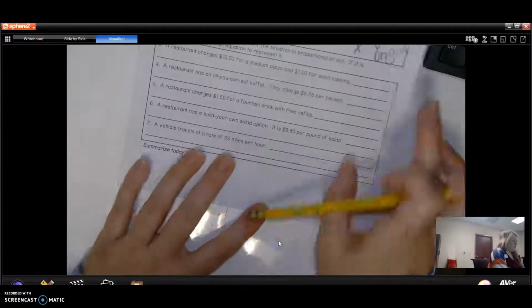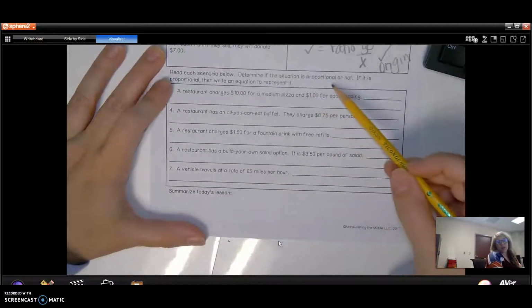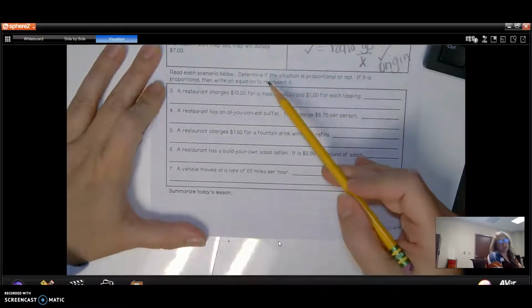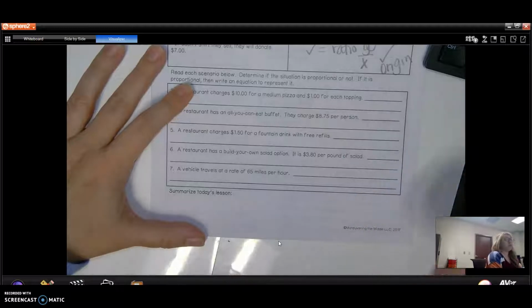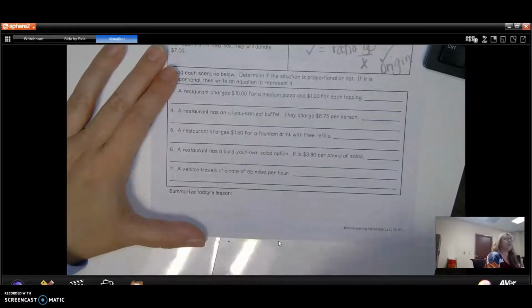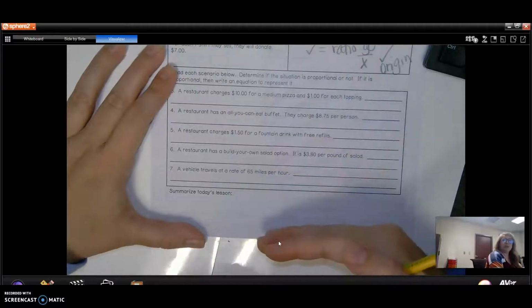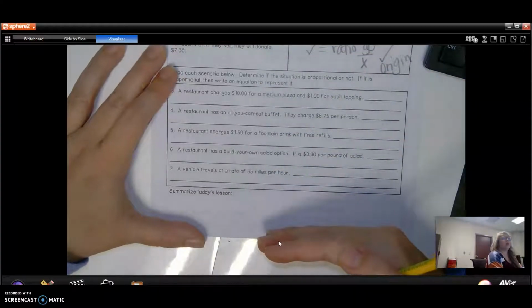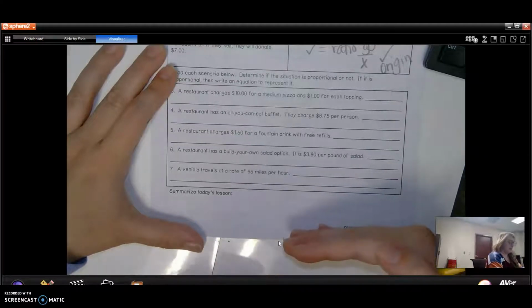If we look at the bottom, we are going to read each scenario and determine if it is a proportional relationship or not. If it is proportional, then we're going to write an equation. So remember, it's proportional if it would form a straight line and if it goes through the origin. So the origin is 0, 0. Remember, if we're multiplying something by 0, because these are all multiplicative relationships if they're proportional, keep that in the back of your mind.